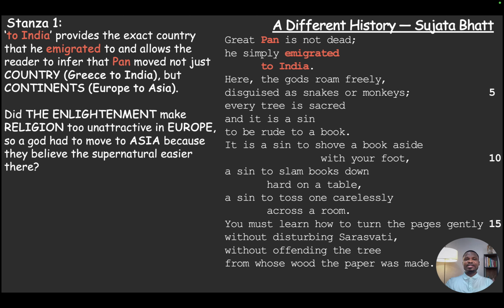Now, the question is, did the Enlightenment make religion too unattractive in Europe? So a god had to move to Asia because in Asia they believe in the supernatural a bit more easily. I think that's the question that comes up. So we see in the underbelly the fact that the Enlightenment has sort of shoved religion and belief in the supernatural to the fringes of Europe. But in India, it is still bustling. It's still something that is quite alive.